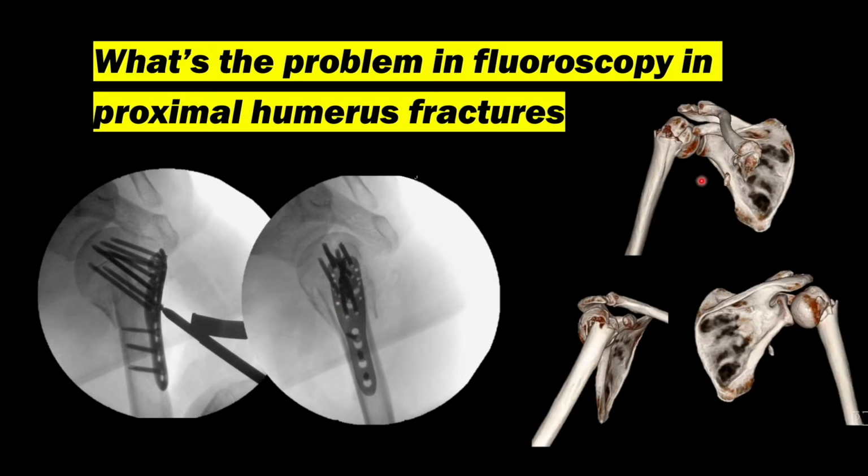Now suppose you are planning for percutaneous fixation of proximal humerus fracture. In this case, you see there is a combination here: there is varus tilt, there is extension. This part is anterior, this part is posterior. So there is extension at the fracture site and there is increased retroversion of the proximal fragment.